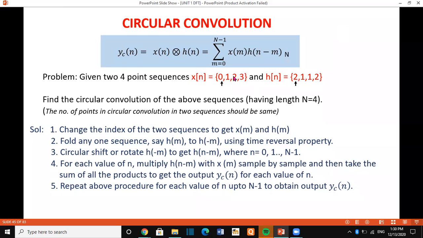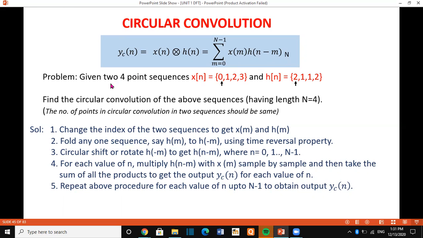So let's start. All of you know that the circular convolution yc of n is equal to x of n circular convolution with h of n. The subscript c stands for circular convolution. In linear convolution, we have the asterisk sign, but this is replaced with this symbol showing the circular convolution. By definition, the circular convolution of two sequences x of n with h of n is given by this equation: summation of m equal to 0 to N minus 1, x of m into h of (n minus m) modulo N.